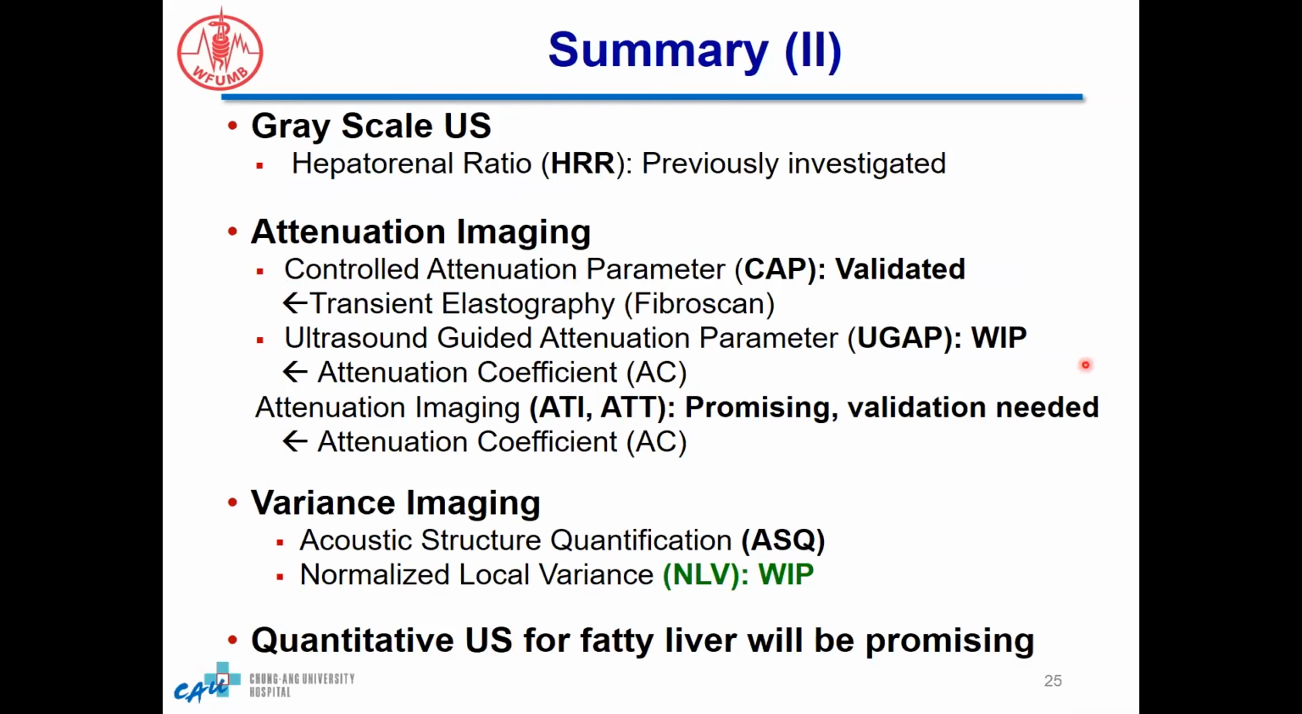There are three kinds of quantification methods of hepatic steatosis. Hepatorenal ratio by grayscale ultrasound was previously investigated. Attenuation imaging includes controlled attenuation parameter by TE, ultrasound-guided attenuation parameter, UGAP, using attenuation coefficient, and attenuation imaging, ATI and ATT, using attenuation coefficient. Variance imaging includes acoustic structure quantification, ASQ, and normalized local variance, NLV. So I think quantification ultrasound for fatty liver will be promising in the future.